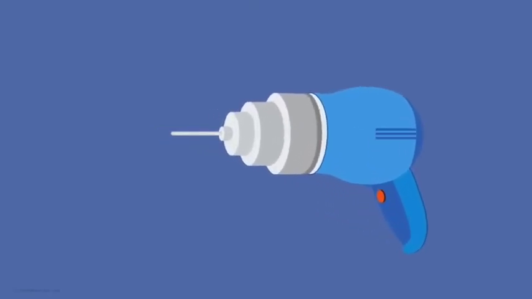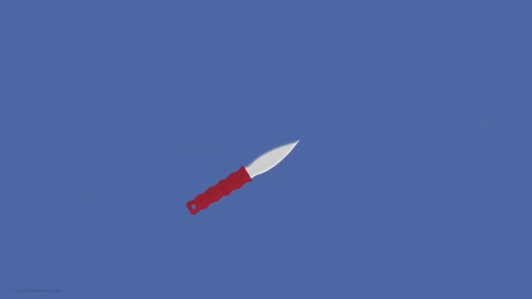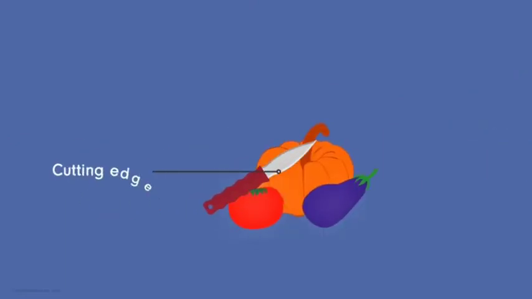You can even use drill machines to drill holes into the wall. You see that it has the pointed tip for the same reason. You can easily cut the vegetables using the cutting edge of the knife. But if you use the blunt edge of the knife, it will be difficult to penetrate it in.